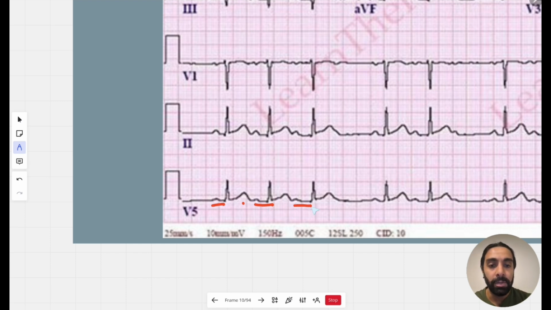And then you see the PR interval is getting longer, and then there's a P wave without any QRS. P wave, QRST, P wave, QRST, P wave, and then there's no QRS, so this is a lone P wave without a QRS that comes after it.